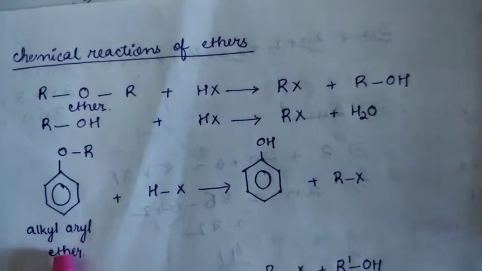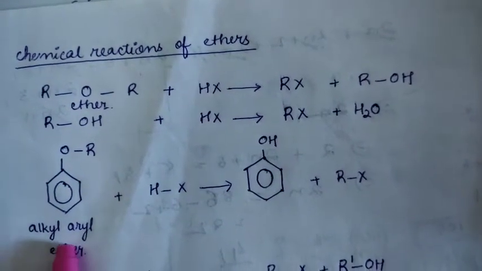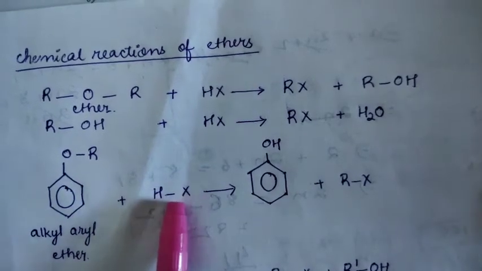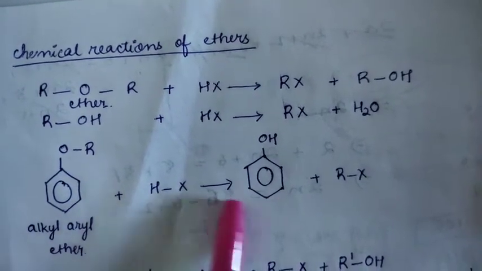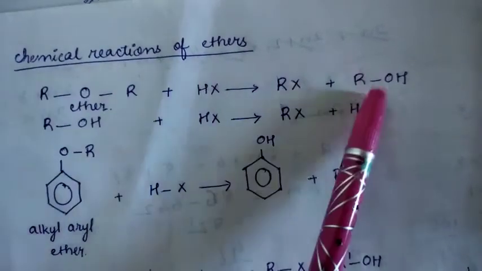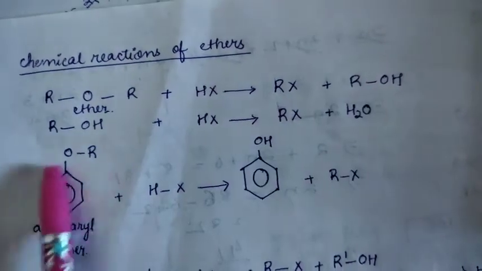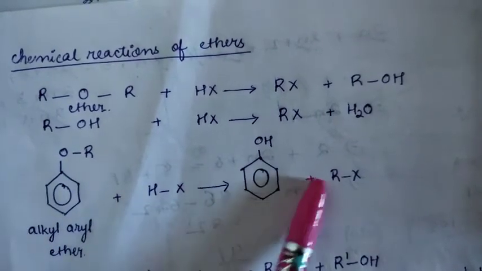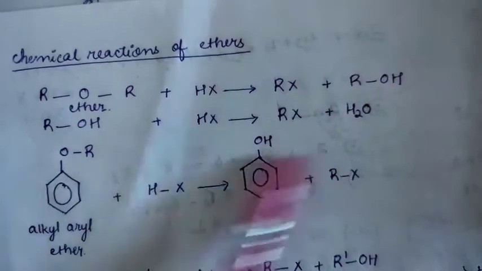But if we use a benzene ring in the ether molecule, that is an alkyl aryl ether, along with HX or hydrogen halides, we will get a phenol. When it is a linear chain, we will get alcohol, but when it is an aryl ether, then we will get phenol plus RX. So this is similar in nature.